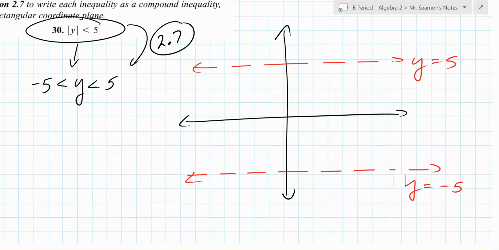There's actually three regions here. There's between, up above, and below. How do you decide? What do you do? Isn't the saying why it's between? Between. You would shade between, right? You could do that. You could also test a point, which is the same thing as what you just said. I'm just saying it a little differently.